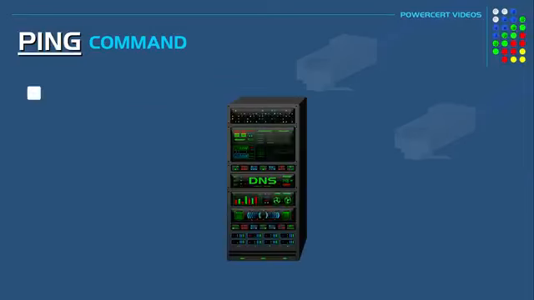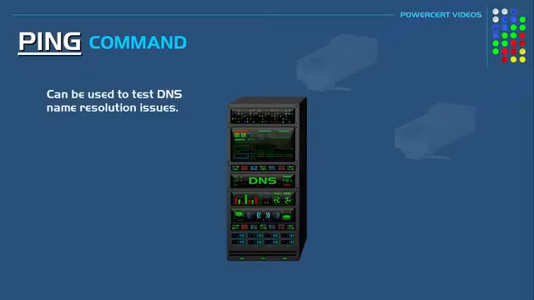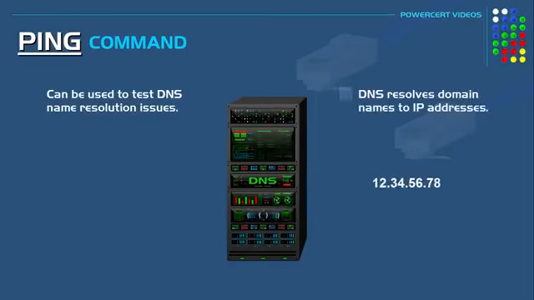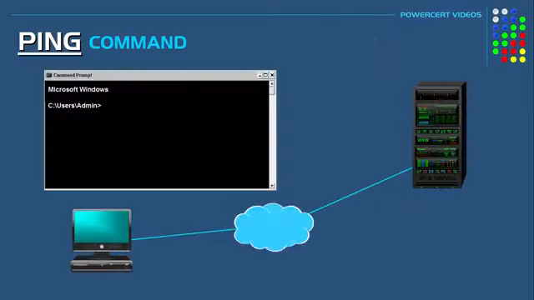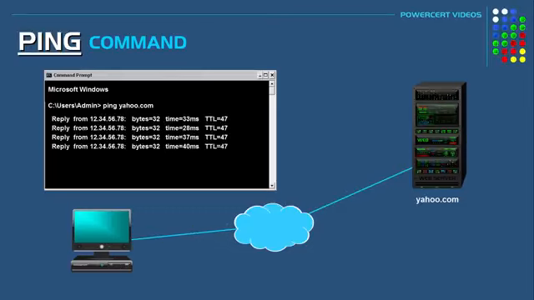Now the ping command can also be used to test DNS name resolution issues. If you're not familiar with what DNS does, please watch my DNS video on my YouTube channel. But in a nutshell, DNS is what resolves domain names to IP addresses. As you recall earlier, I did a ping test by pinging the domain name yahoo.com instead of its IP address. And as I said before, if the ping was successful, then that means that all of my hardware is working correctly. But in addition, it also verifies that DNS is working correctly. As you can see, DNS successfully resolved and found the IP address for yahoo.com.